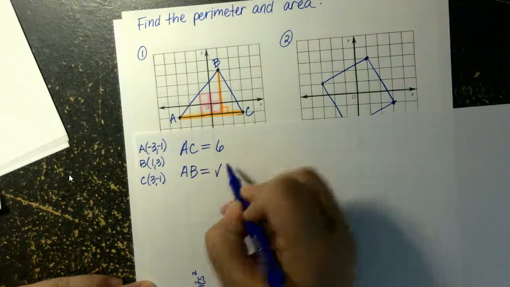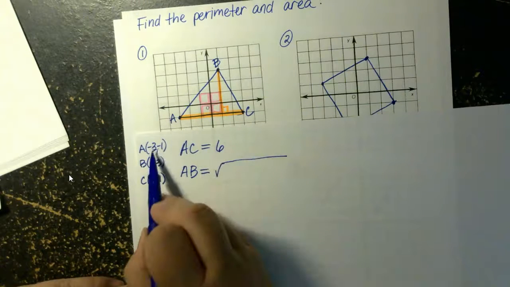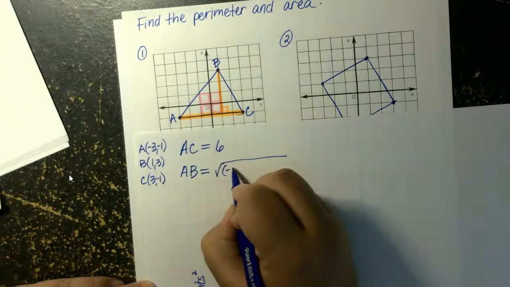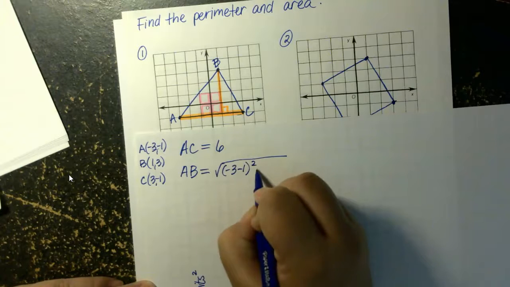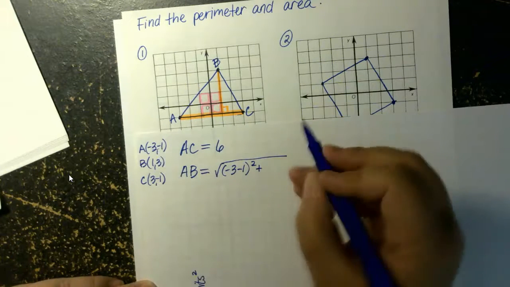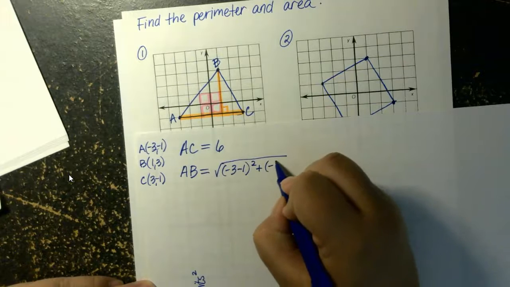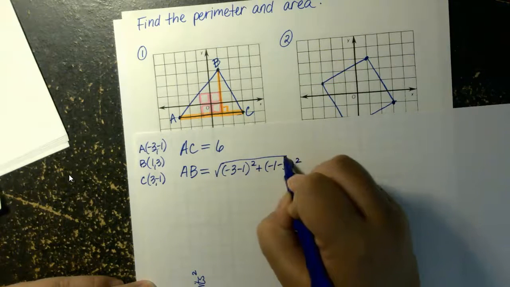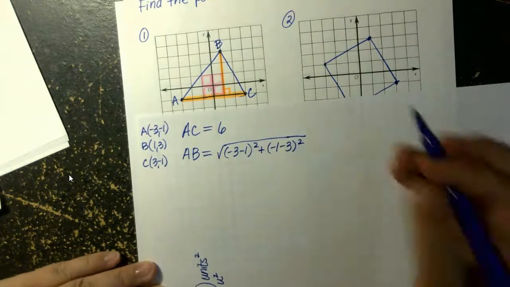So I'm going to take the difference between the x values here. Here are my x values. -3 minus 1. Plus the difference between the y values. Here are my y values. -1 minus 3. And I'm going to square those and add them.